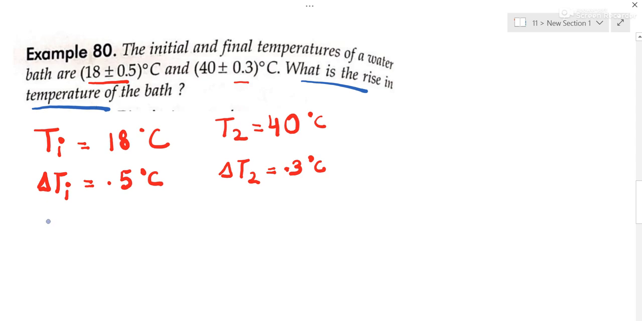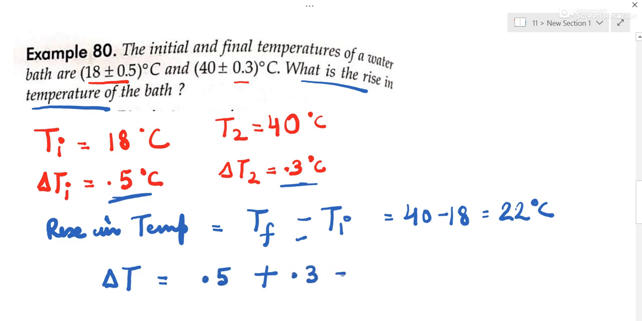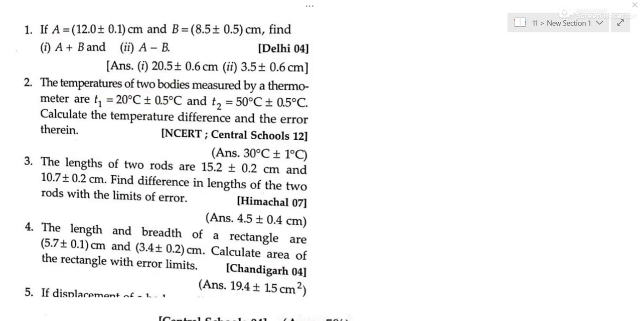So rise in temperature is final minus initial. Main values will be subtracted. So it's 40 minus 18, that is 22 degrees Celsius. Main values will be subtracted, but error in rise in temperature would be the addition of the two errors, 0.5 and 0.3. So it's 0.8 degrees Celsius. So how would you represent the final result? This is the rise in temperature plus minus this error, degrees Celsius. Let us see the next.